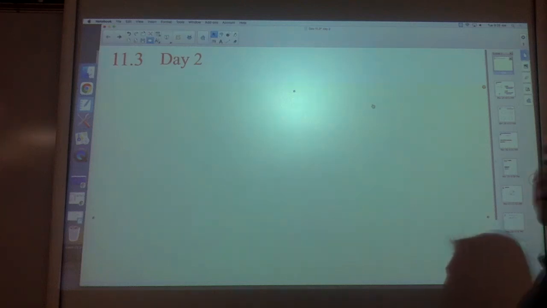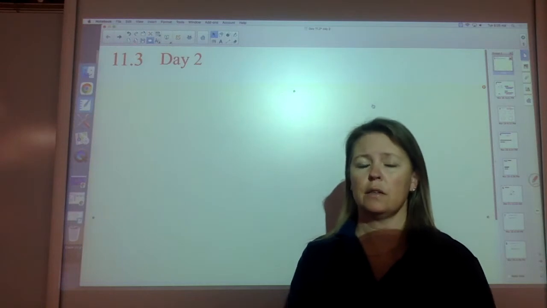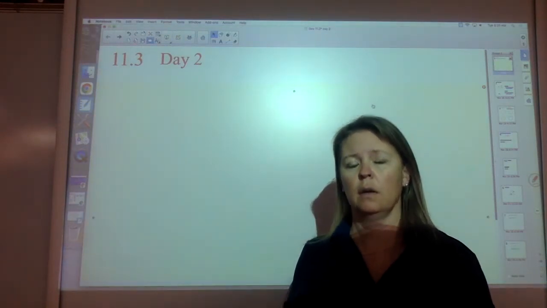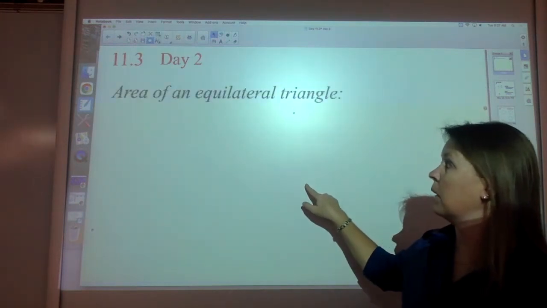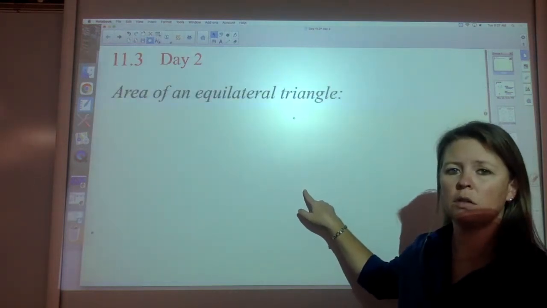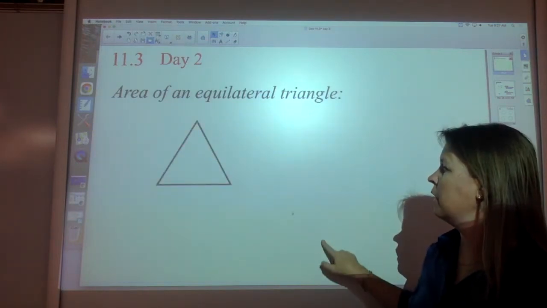Day 2 on section 11.3. I can't even hardly believe that they put all this in one day because you saw how long the notes were yesterday with just the quadrilaterals and some triangles. But now we're going to do what if it's an equilateral triangle, and then we'll add some other polygons to it. Area of an equilateral triangle.